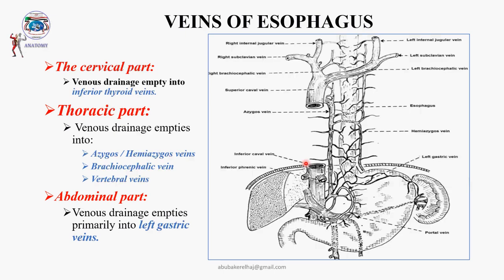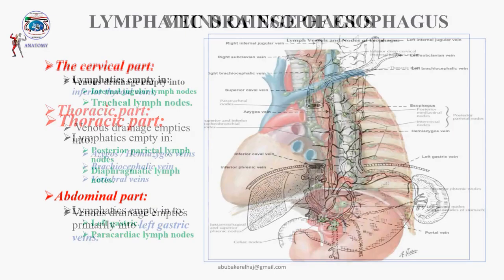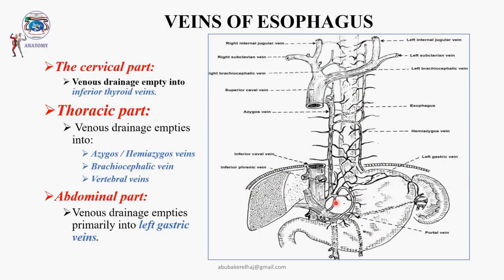Okay, then the abdominal part. In the abdominal part, the venous drainage empties into the left gastric veins, and then the left gastric vein, as you know, drains into the area of the hepatic veins. So the venous drainage also, according to the different part and location, has a specific drainage into the nearest adjacent major venous channel.